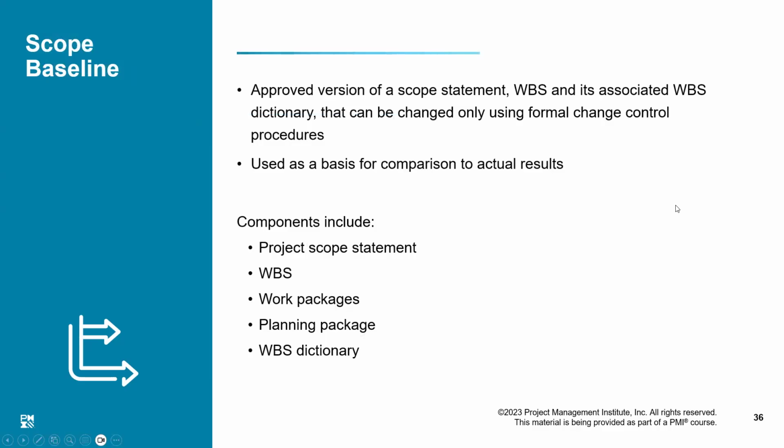Then, once all of these things are finalized, the scope statement is created, the WBS is created, the work packages and planning packages are created, and the WBS dictionary is created. All of these things put together, consolidated in one document, is called a scope baseline. And for a baseline, it is important that you have presented it to your higher-level management, and they will approve it. They will say, okay, your baseline is okay, we approve it, and now you can start working on it. That is my scope baseline.